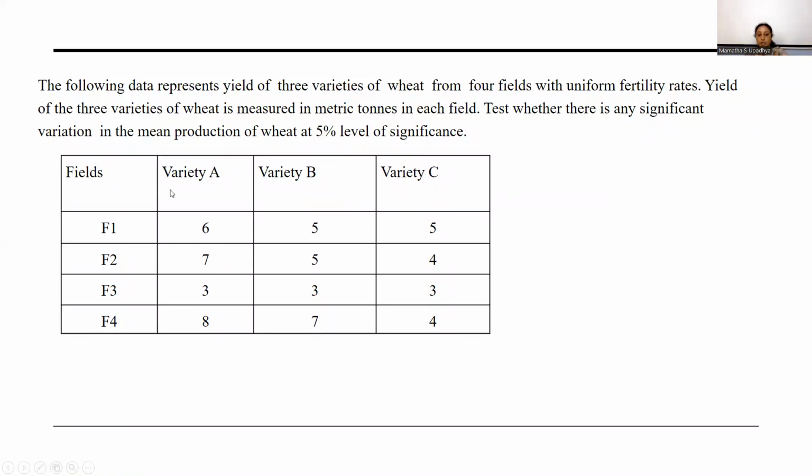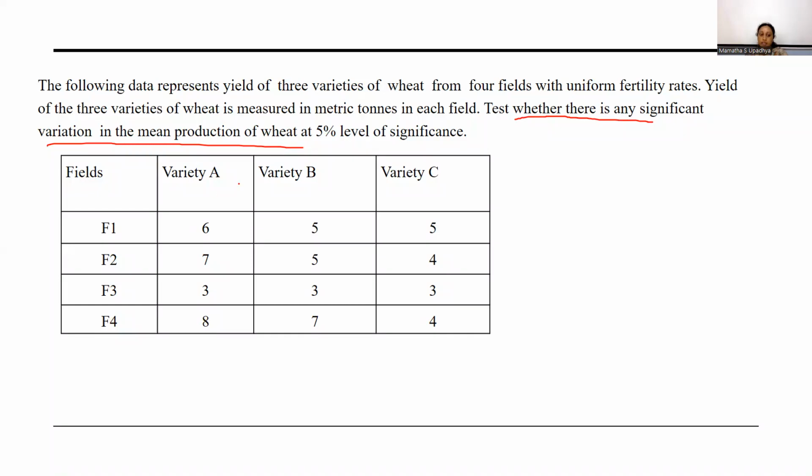Here in this problem, the factors are three varieties of wheat. So here it is a one factor test, because we are testing whether there is significant variation in the mean production of wheat. So it's a one-way ANOVA, because here we have only one factor.